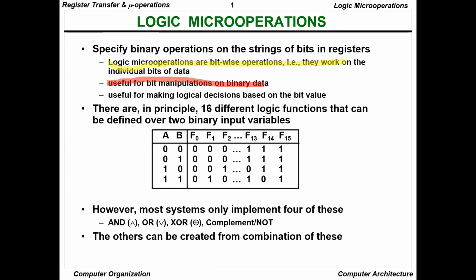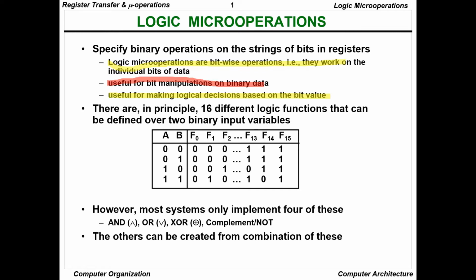Binary means 2, right? That is zeros and ones. So it's mainly used for bit manipulation. How do we change the bits? If there is a 1, it is changed to 0, and if it is 0, it is changed to 1. So these are bit manipulations. Next, it is useful for making logical decisions based on the bit value.